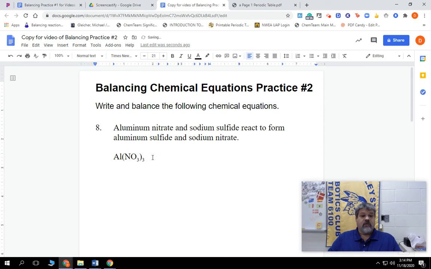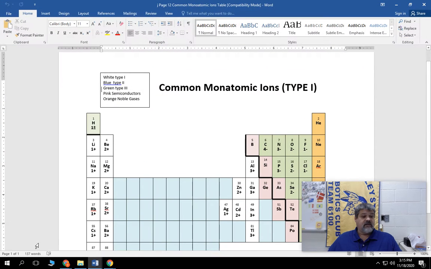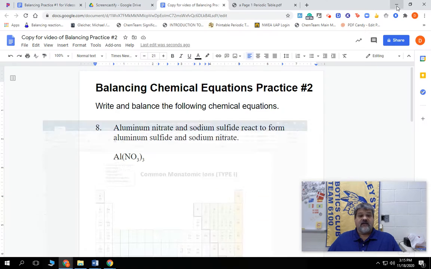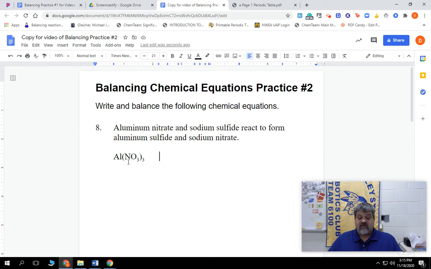Now we've got to do sodium sulfide. Sodium sulfide is sodium and sulfide. It ends in "ide", so that looks like it's sulfur. So let's go to our monoatomic ion sheet. Sodium is a +1. Sulfur, or sulfide, is a -2. They do not cancel each other out, so I have to crisscross them.